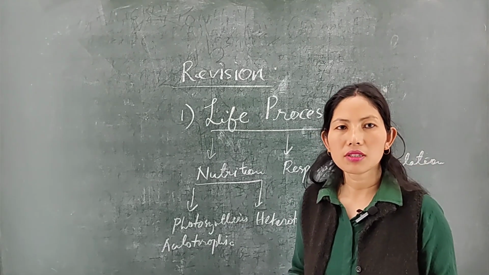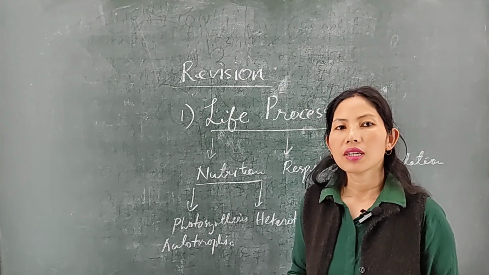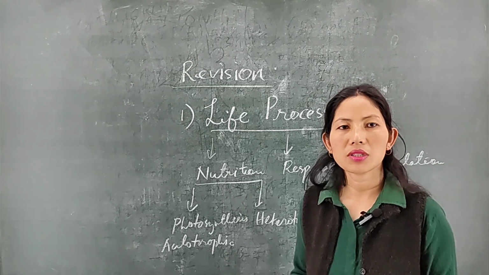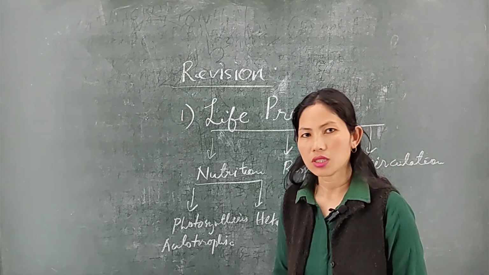You may get different types of questions, maybe in different sections, maybe in objective type, in reason and assertion, or maybe in descriptive type, 2 marks, 3 marks. So in any form you may get the questions.